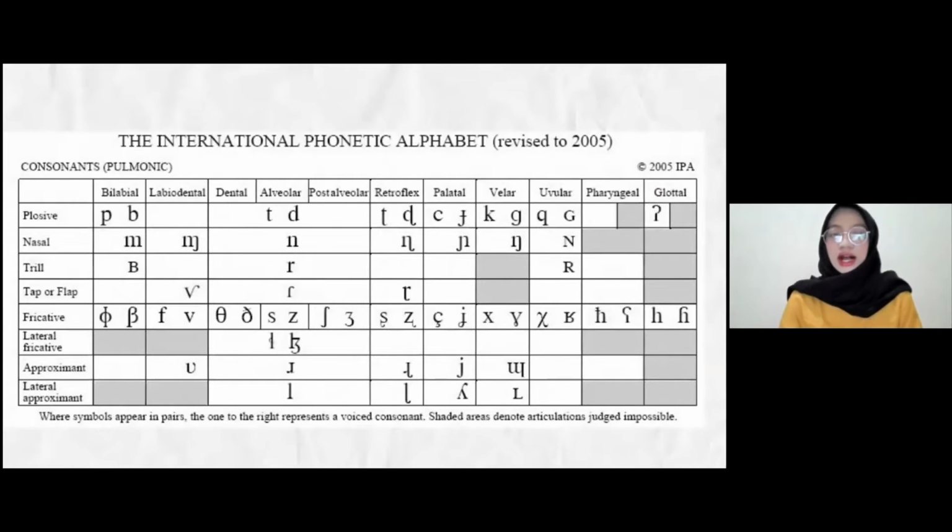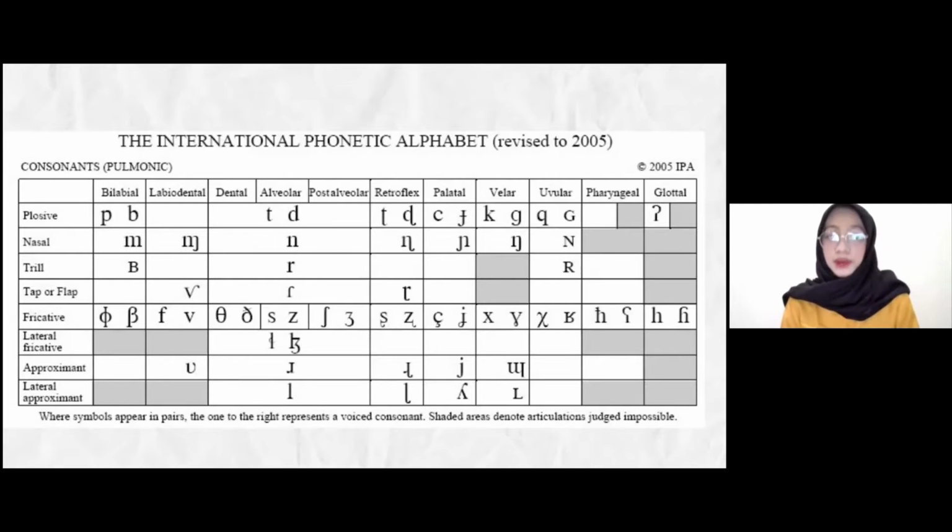Well, okay. After that, I want to explain about the International Phonetic Alphabet, specifically about pulmonic consonants. Basically, pulmonic consonants are consonants that depend upon an aggressive, outward flowing airstream originating in the lungs. Okay, now I'm going to present the consonants according to the place of articulation. Okay, let's start with the bilabial consonants.